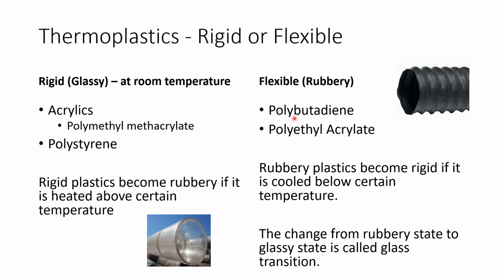For flexible, we have polybutadiene and we have polyethyl acrylate. Rubbery plastic becomes rigid if you cool it down to a certain temperature, okay? The change from the rubbery state to the glassy state we call glass transition, meaning the rubber is going to transform itself into plastic by cooling it down, yeah?